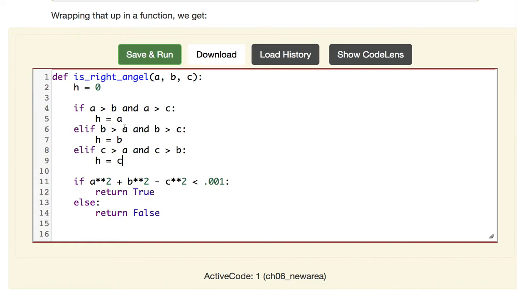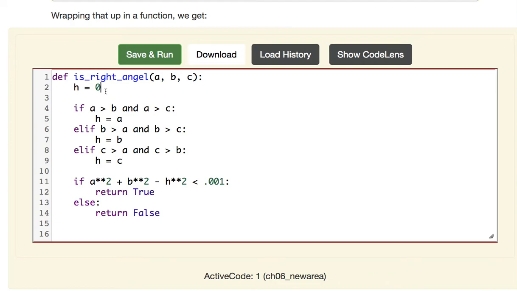Okay. Now by this time, by line 10, we know what the hypotenuse is. It is in the variable h, right? So we're going to put that right here, h. But we don't know what the leg 1 and the leg 2 are, okay? Because if the hypotenuse is A, then that means that the legs are B and C. If the hypotenuse happens to be B, then we know the legs are A and C. And if the hypotenuse is C, then we know the legs are A and B. So because of this if statement that chooses the hypotenuse, we don't know what the legs are.